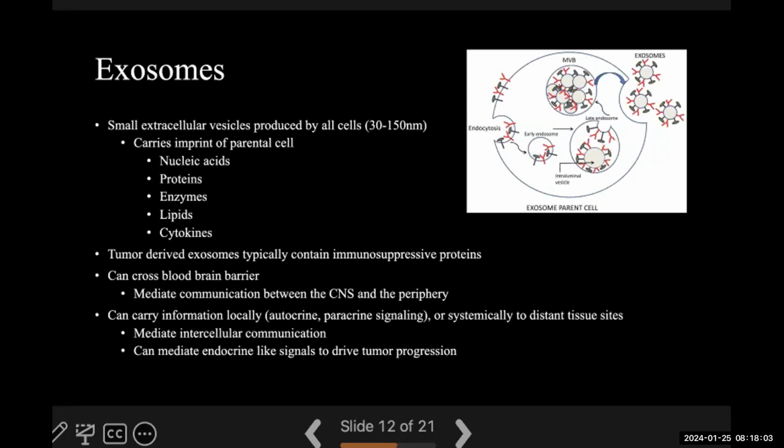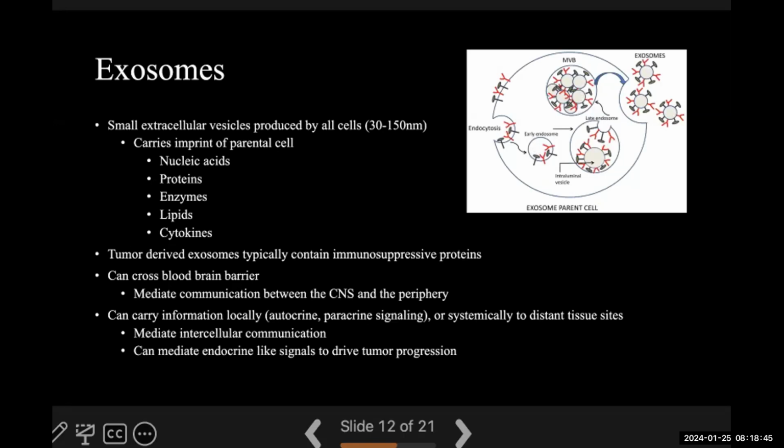Basically, small extracellular vesicles that are released by all types of cells carry a lot of genetic material like nucleic acids, proteins, enzymes, lipids, cytokines, and usually in a lot of tumor-derived exosomes, you see a lot of immunosuppressive proteins. Exosomes have also been shown to cross the blood-brain barrier in multiple studies. So there's a way to mediate some kind of communication between the central nervous system and the periphery. Obviously, there's also going to be some local effect, some element of autocrine and paracrine signaling, and it helps to mediate intercellular communication.